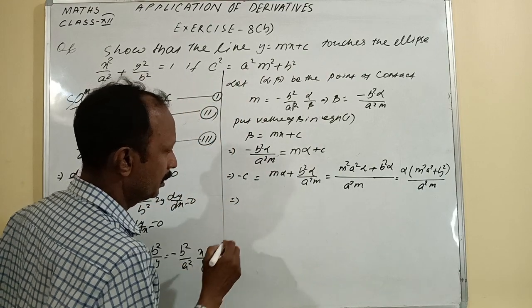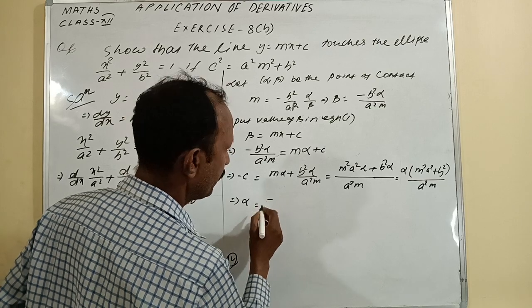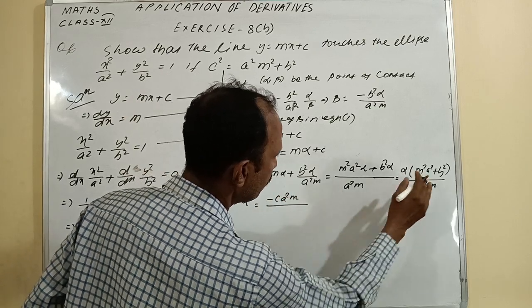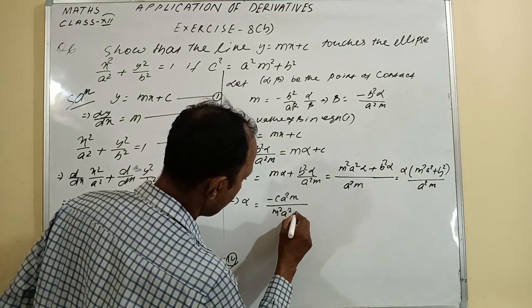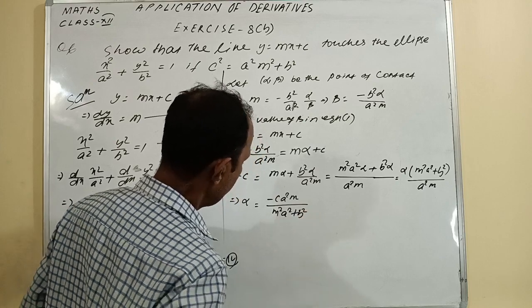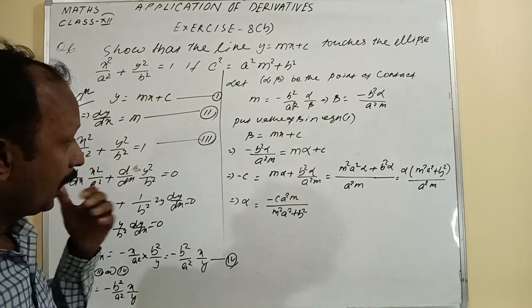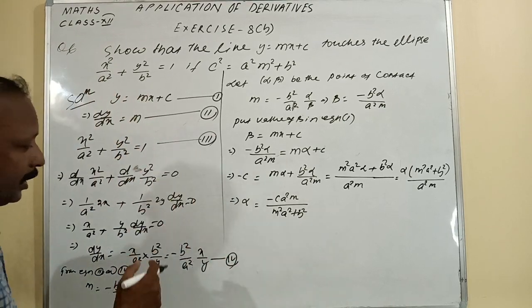Implies that alpha is equal to minus c a square m divided by m square a square plus b square. So now I got the value of alpha. Again beta.